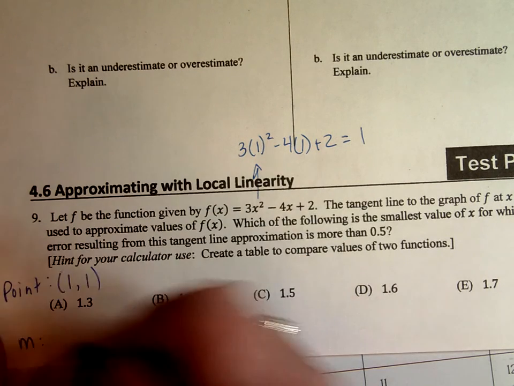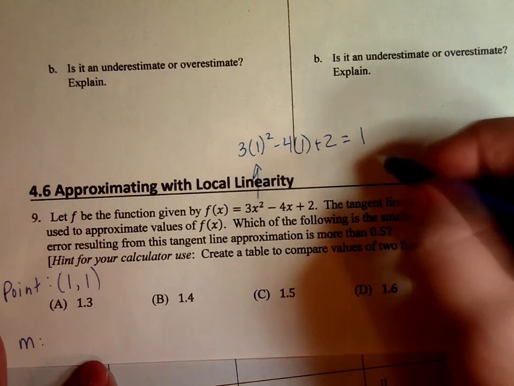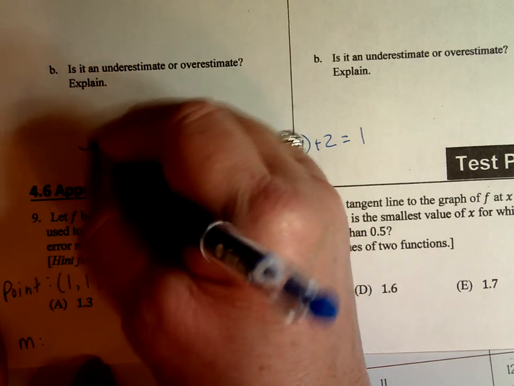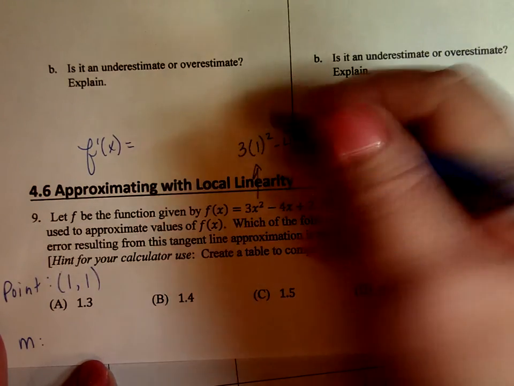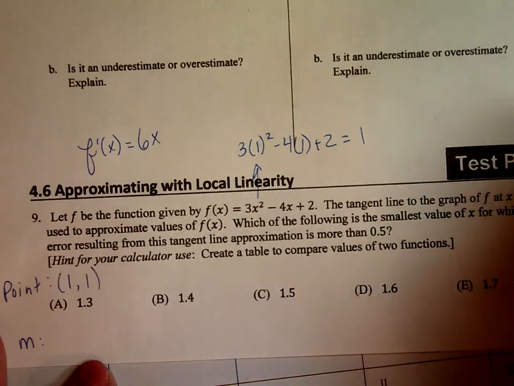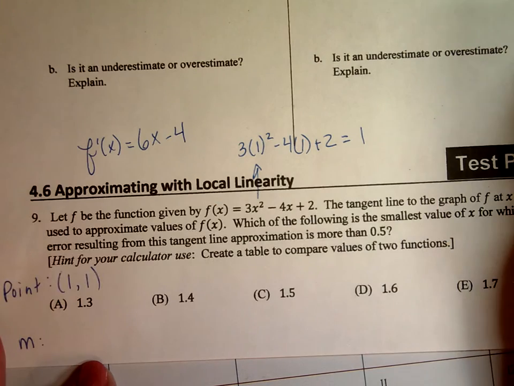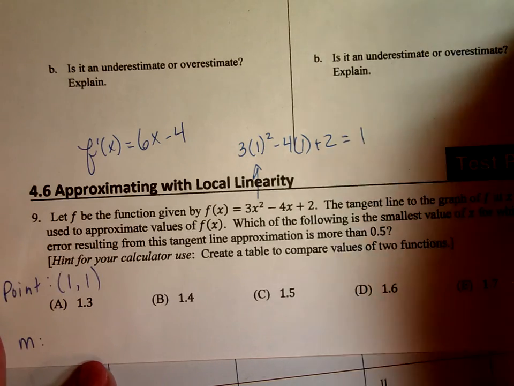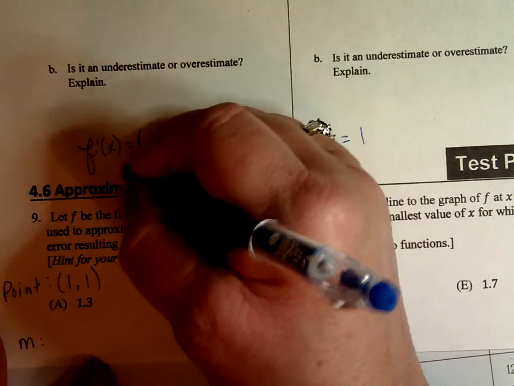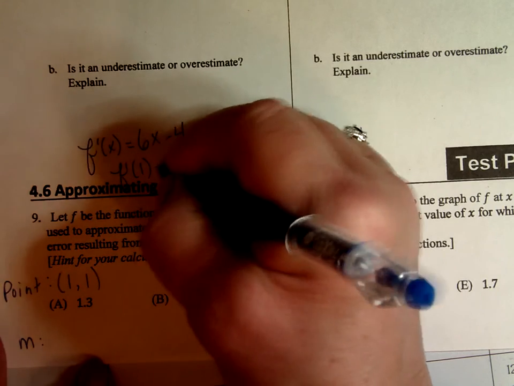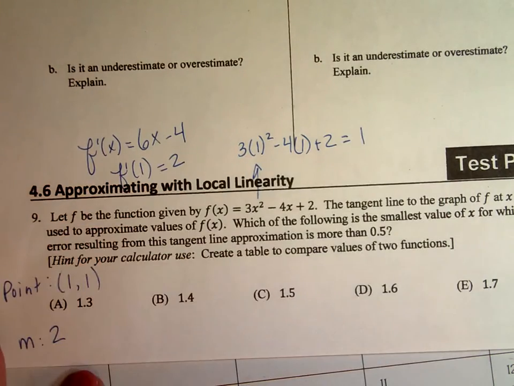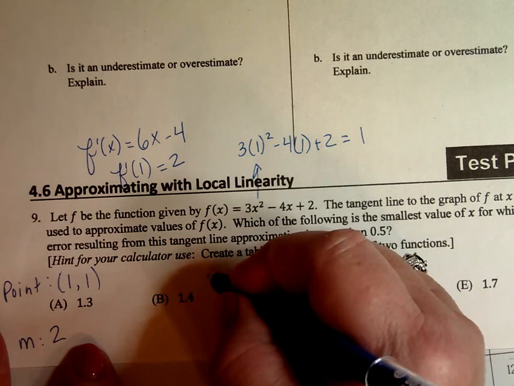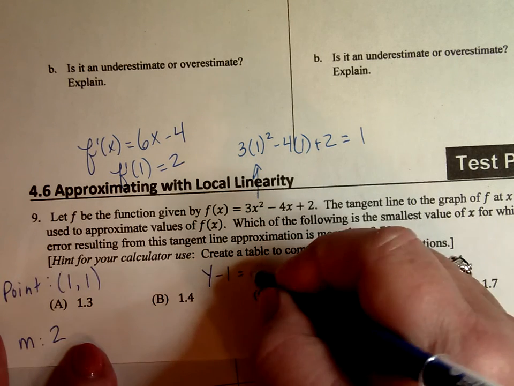And then I say, okay, well, we need the slope. So the slope is now the derivative. Well, let's go derivativing over here. F prime of x would be 6x minus 4. What's the x value I'm concerned with? It's 1. If I plug a 1 in here, f prime of 1 equals 6 minus 4, which is 2. My slope is 2. Can you put that together to get an equation of a tangent line? Yes, you can. Y minus 1 equals 2 times x minus 1.